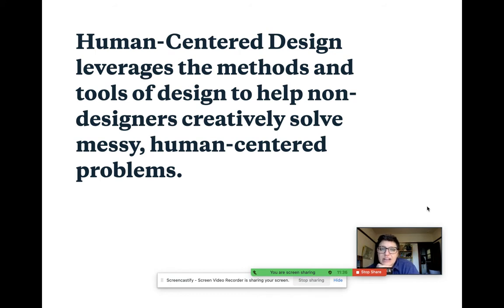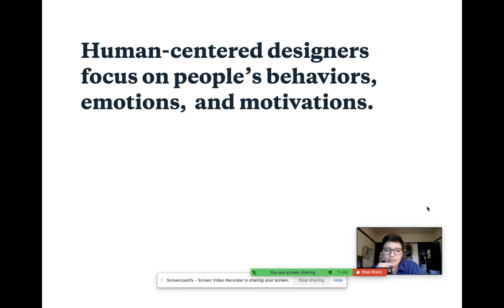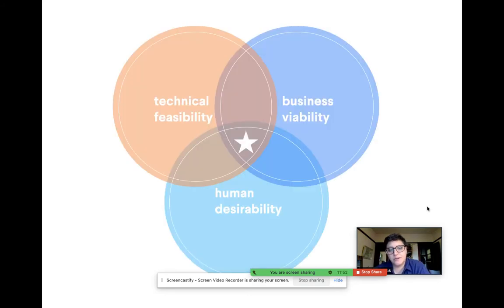So for me, I define human-centered design as a process that leverages the methods and tools of design to help non-designers creatively solve messy human-centered problems. Human-centered designers focus on people's behaviors, emotions, and motivations. So for engineers, typically the way that they enter this Venn diagram is through the idea of technical feasibility, right? Is something possible? Can a drone fly a pizza a mile, right?